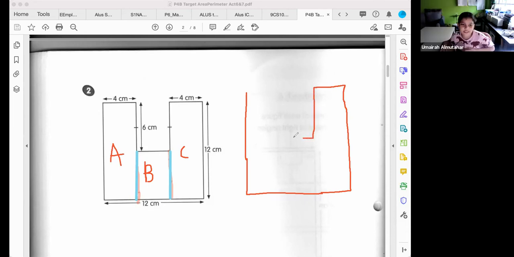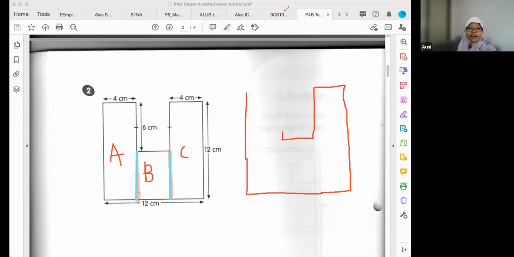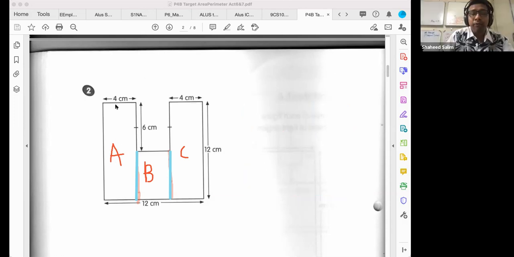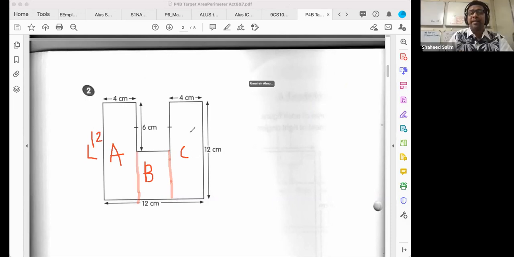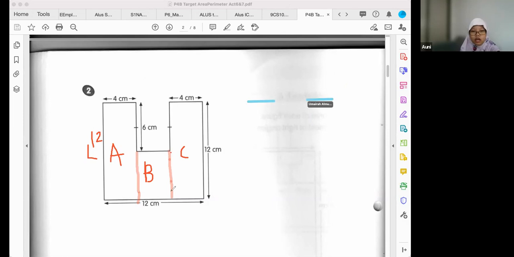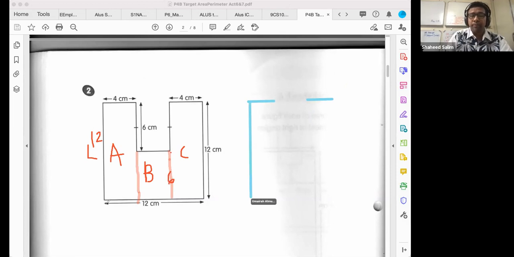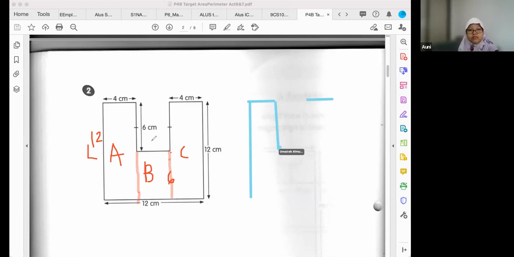Wait, can I draw instead? You draw? How to find the area? You've got to find the area down here. For length times breadth, length is here. What's the length down here? 12, right? So 12 times 4. So you find A and C already. Then down here, how much is this, Auni? The whole thing is 12. This one is 6. So down here is 12. This one is 4. This one is 4. How much is this? 4. So you can find now. Okay, 6 times 4.